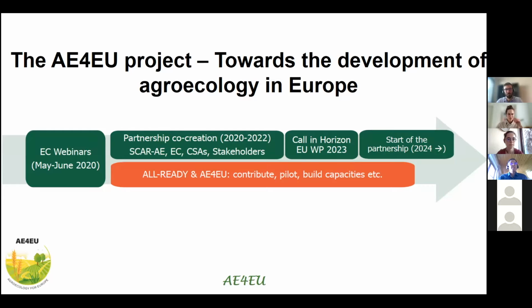So to put it in a larger frame, there is the whole thing around the Agroecology partnership, which started in 2020 with first webinars organized by DG AGRI. Then there was the start of the partnership co-creation with the so-called SCAR Agroecology group, the Standing Committee on Agricultural Research, a special group dedicated to agroecology, the European Commission, and the 2 CSAs, these 2 projects which are already in Agroecology for You, and different stakeholders, and I see some of them are present here today. Normally this should end up in a call in 2023 for organizing and governing this partnership in agroecology, living labs and research infrastructure, and then the partnership should start in 2024. Next slide, please.